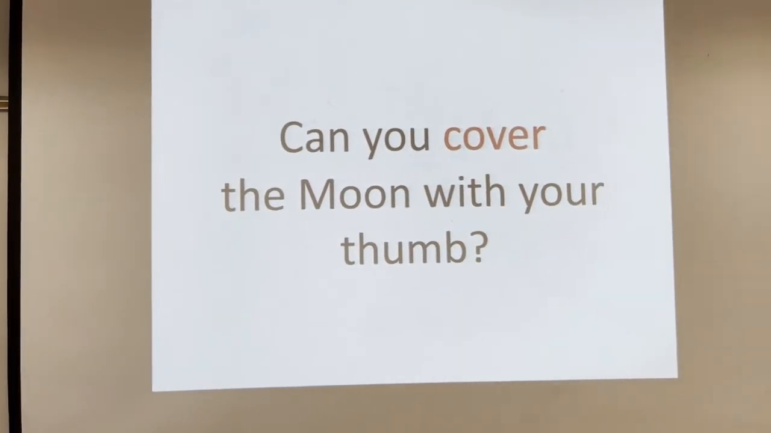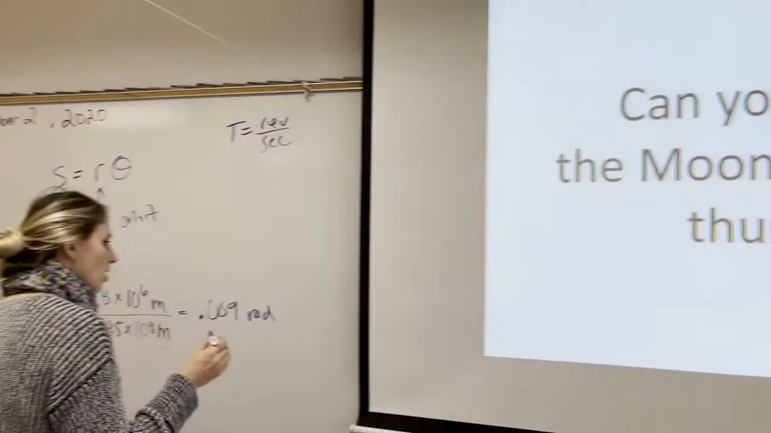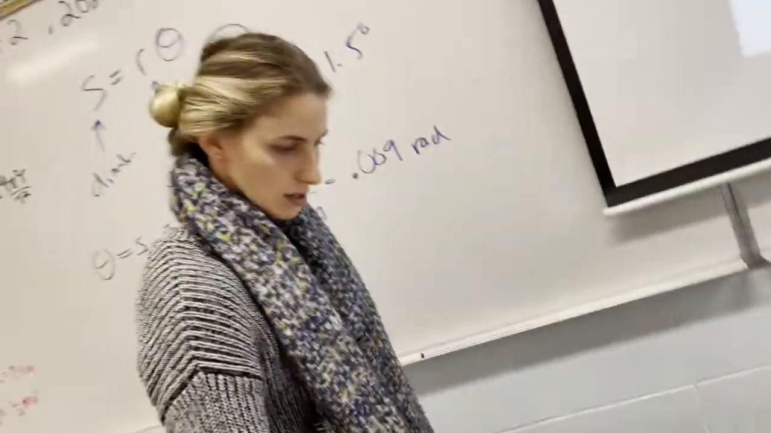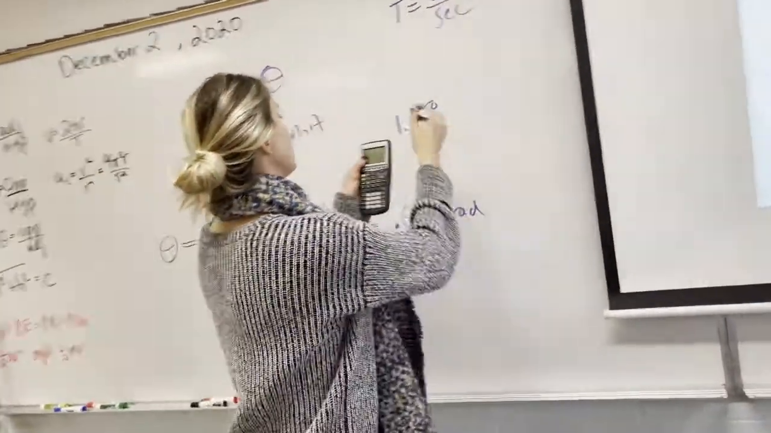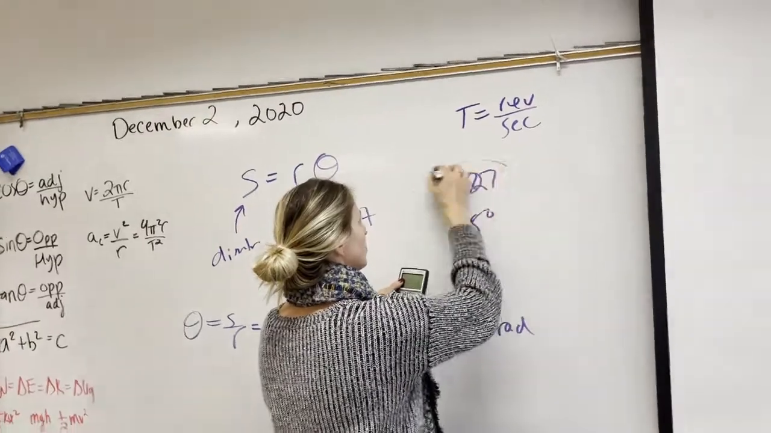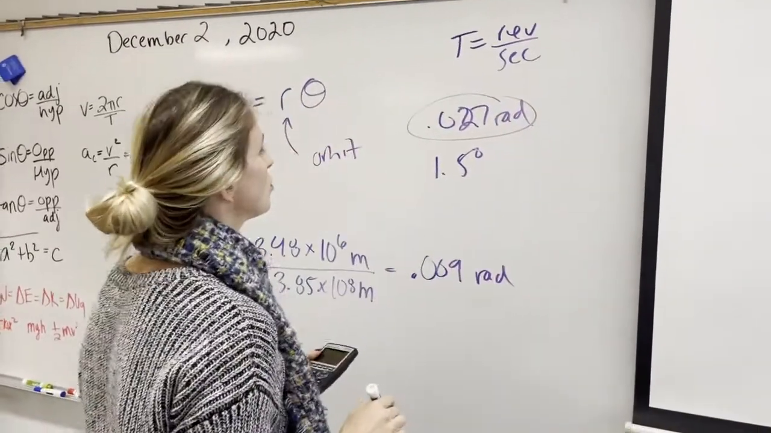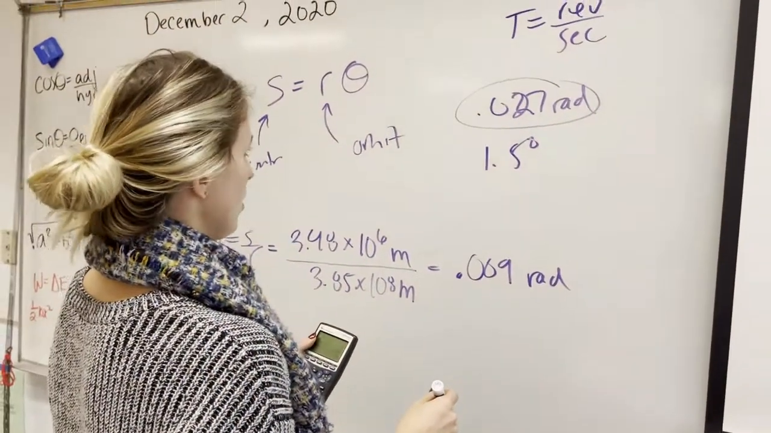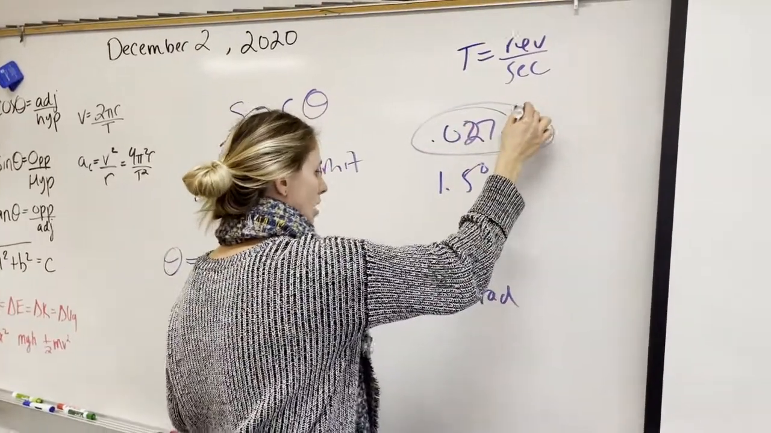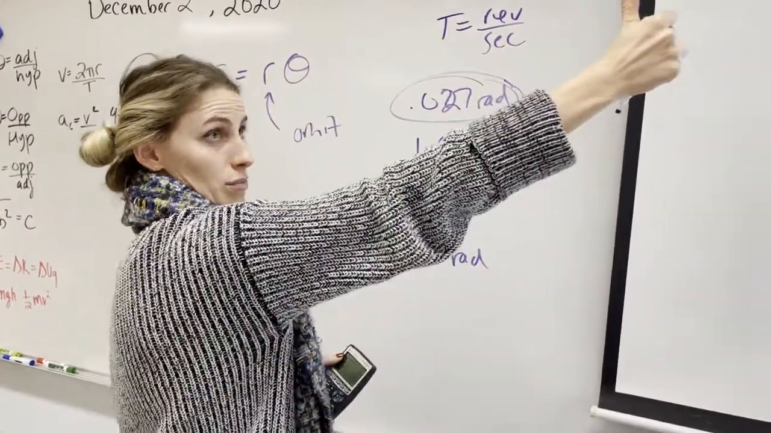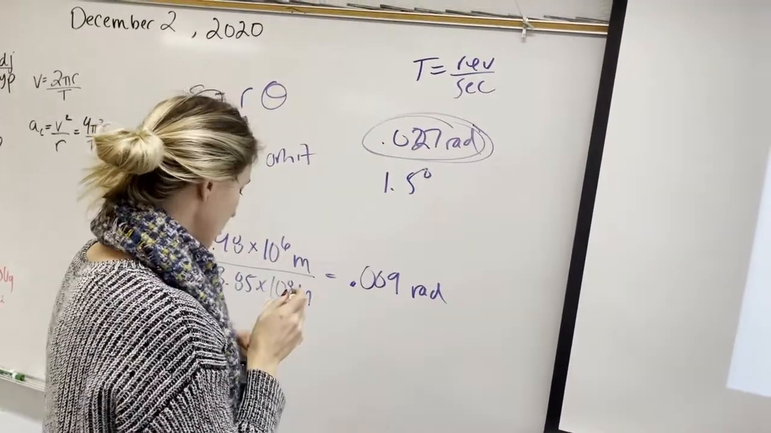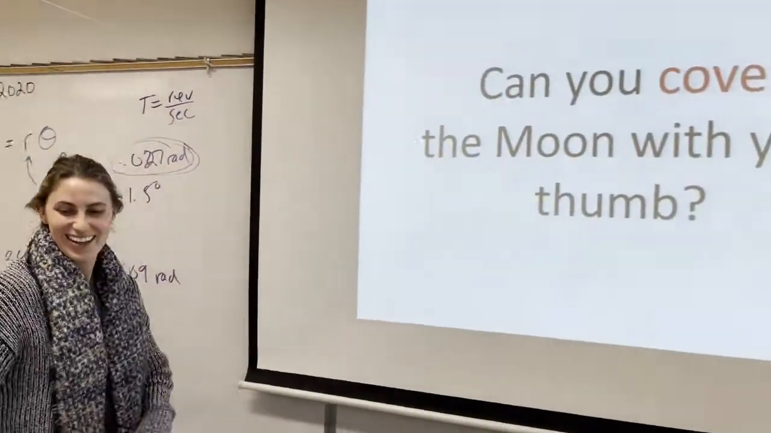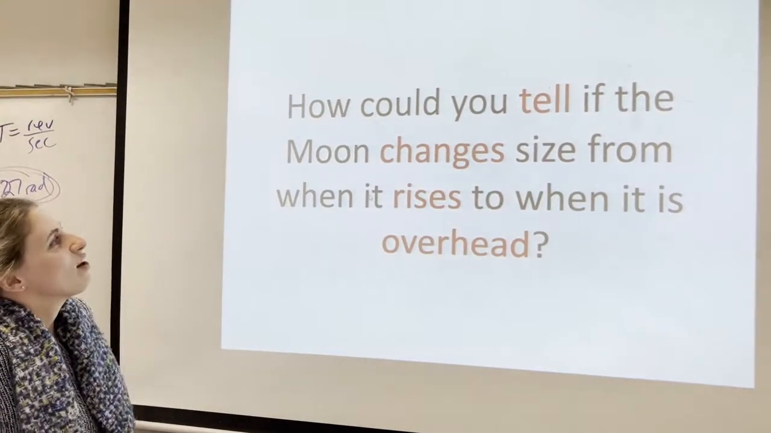Can you cover the moon with your thumb? What angle did your thumb subtend? It was 0.027 radians, or 1.5 degrees. So can you cover the moon with your thumb? Absolutely, because this is a bigger number. If you walk outside tonight and cover it up, you're successful in doing that. Of course, it all depends on the phase of the moon. When it's a new moon, there's no moon.